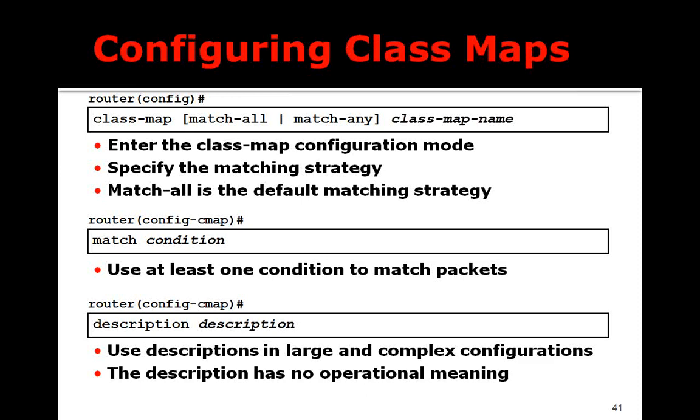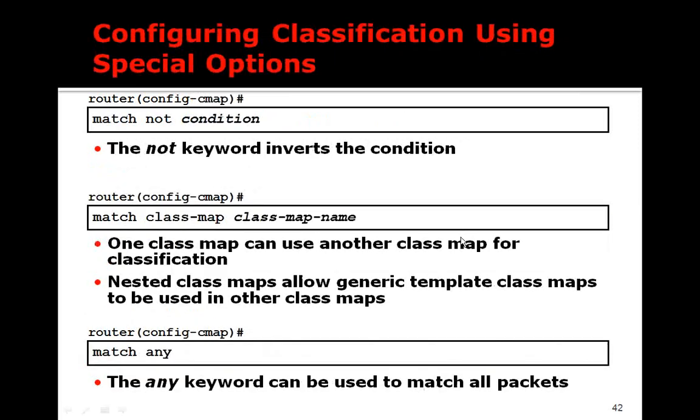Then when you go into a conditional map, you have to set up conditions. Match an access control list or match a protocol, whatever the case may be. You can also add descriptions to it just to help identify what that class map is. You can also use the not condition.